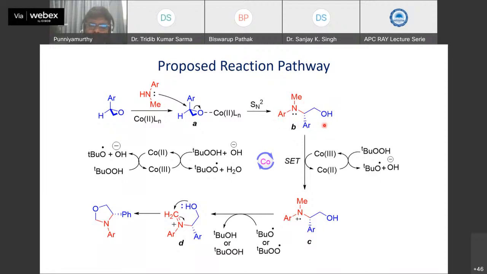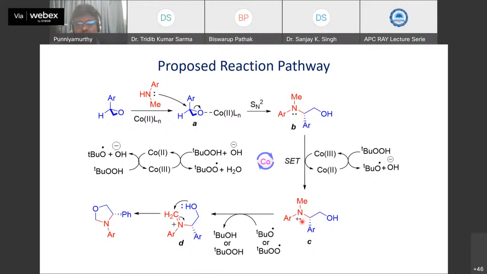Once you have the amino alcohol, you can see it is completely converted to this. Then you add your tert-butyl hydroperoxide, not at the beginning. Once you have the opening product in the flask, then you add the tert-butyl hydroperoxide. You have to carry out the reaction very carefully. Now, the tert-butyl hydroperoxide can oxidize cobalt(II) to cobalt(III), and the cobalt(III) can be reduced to cobalt(II) by a single electron transfer from the nitrogen lone pair. What you do here is generate the cation radical intermediate.